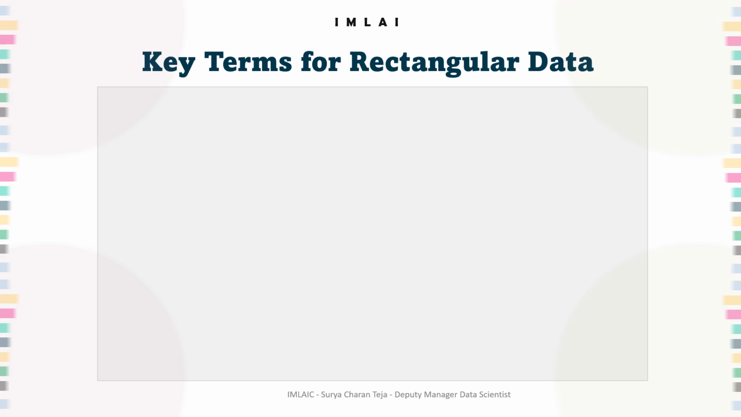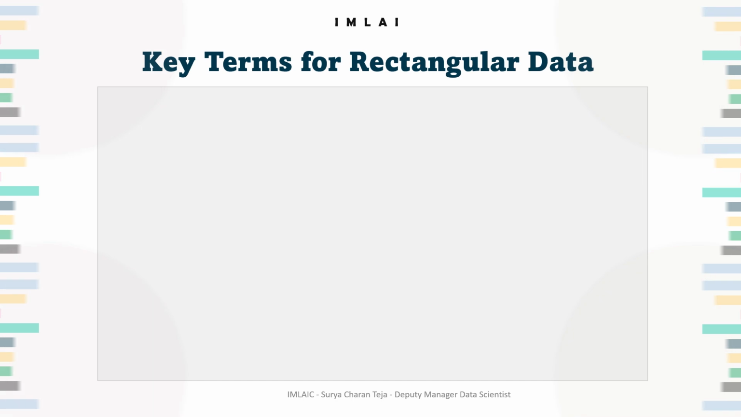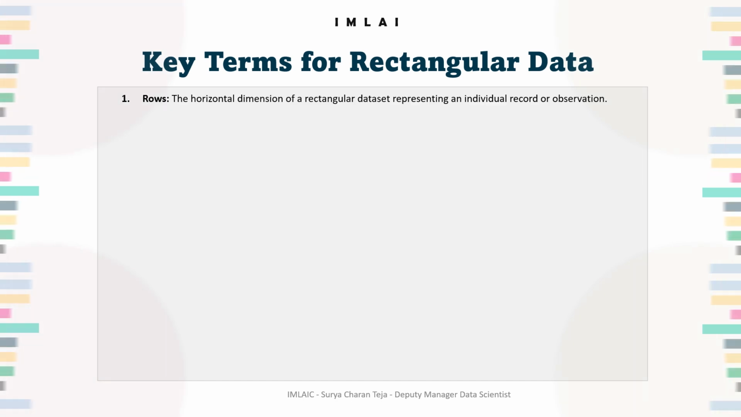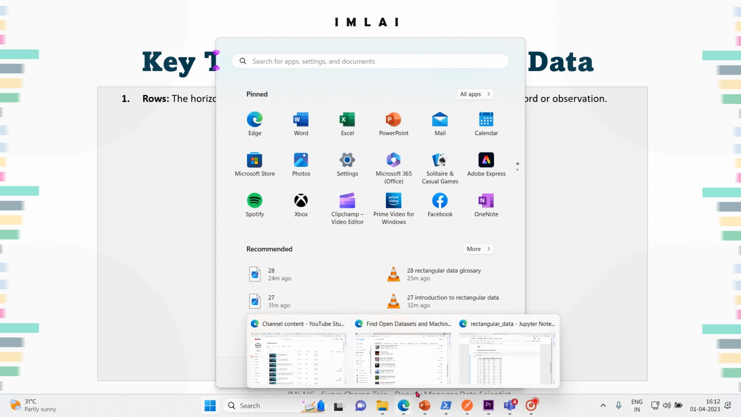Now let's look into the key terms for rectangular data, or terminology of rectangular data / data frame. So let's begin with rows. Rows are nothing but the horizontal dimension of a rectangular data set representing an individual record or observation. Let me show you one example so that it will be much clearer.